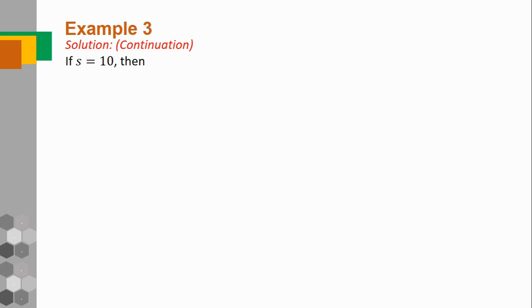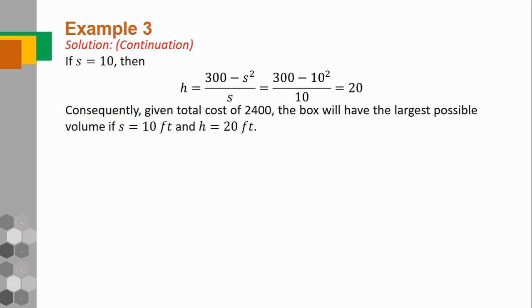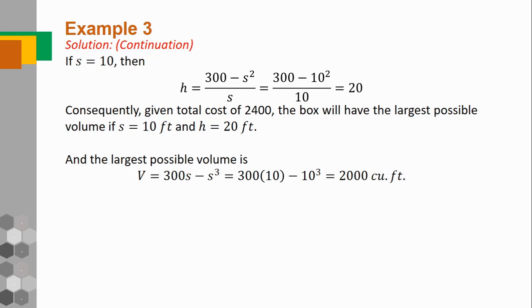And if S is equal to 10, then H equals 300 minus S squared over S equals 300 minus 10 squared over 10, and that's equal to 20. Consequently, given the total cost of 2,400, the box will have the largest possible volume if S equals 10 feet and H equals 20 feet. And the largest possible volume is V equals 300S minus S cubed. That's equal to 300 times 10 minus 10 cubed, and that's equal to 2,000 cubic feet.